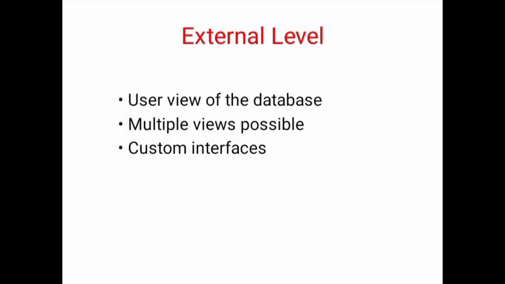First one is the external level. The external level is the highest level of abstraction and describes how individual users or groups of users see the data. It consists of multiple external views. Each view represents a specific subset of the database that is relevant to a particular user or application. Users at this level are only concerned with the data they need and in the format that is most convenient for them. Key characteristics are user specific, hides complexity, and multiple views.